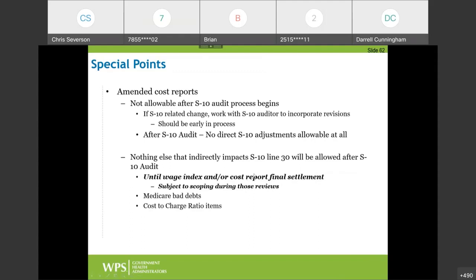Of course, the best approach, in a perfect world, is that the very first as-submitted cost report would be 100% accurate. But if you have an amendment, really get it in as soon as possible before that cutoff. That'll be the cleanest way to handle it.